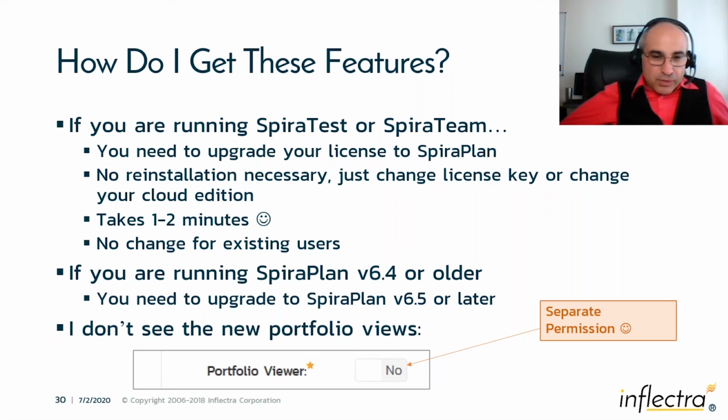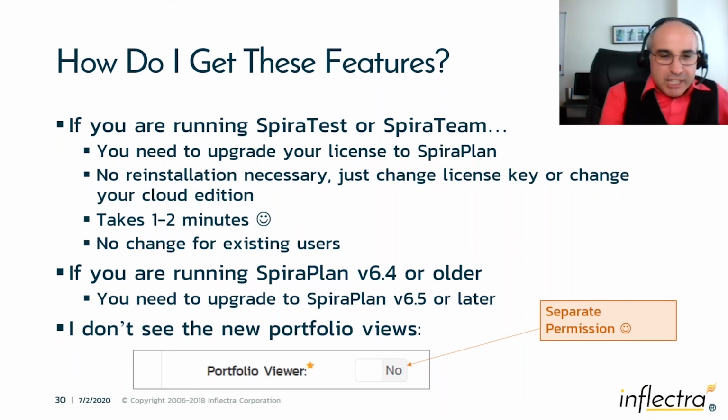If you are using SpiraPlan 6.5, you might say, well, hold on a minute, I'm on 6.5, I've got SpiraPlan. How come I don't see some of these new views? I don't see a portfolio view, I don't see my portfolio in my drop-down, in my navigation, what's going on here? So we did find out there's one gotcha. If you log in as a system administrator user, the user that's called administrator, we automatically upgrade it to have the new portfolio viewer flag set to yes. So if you log in with that user, you'll see all the new portfolio views.